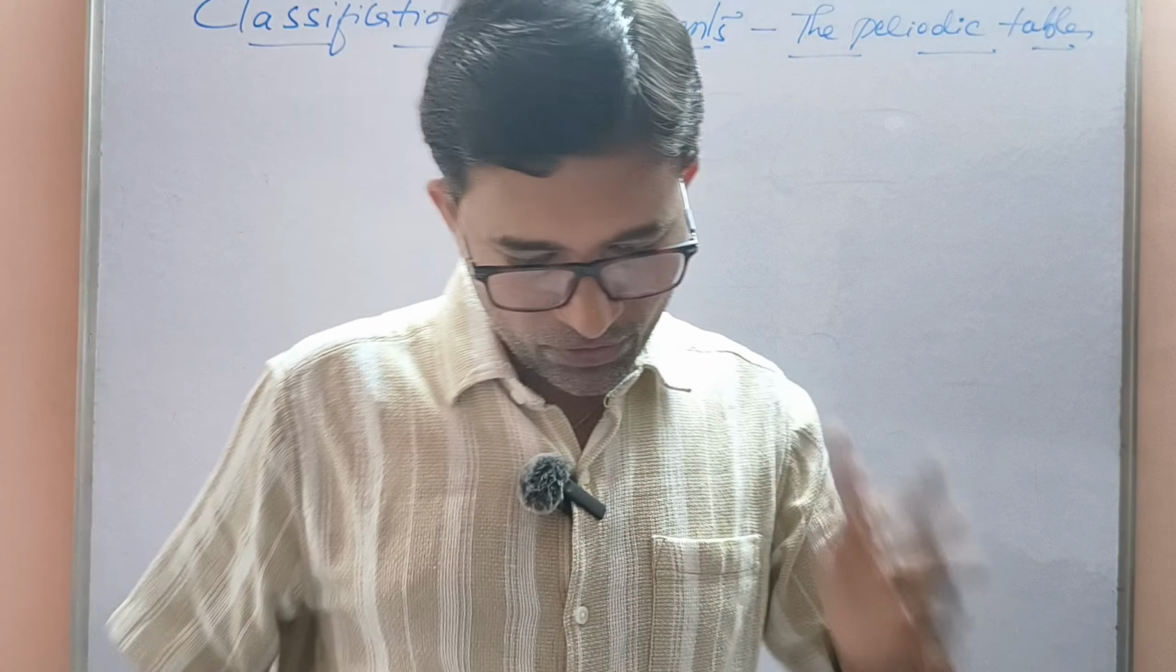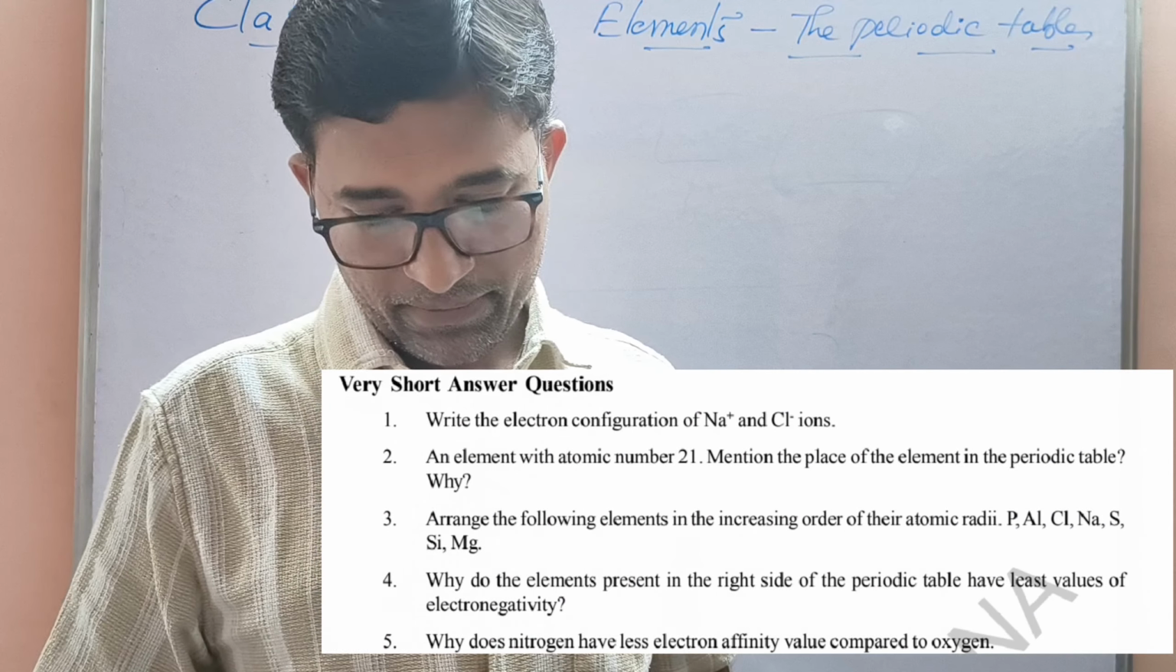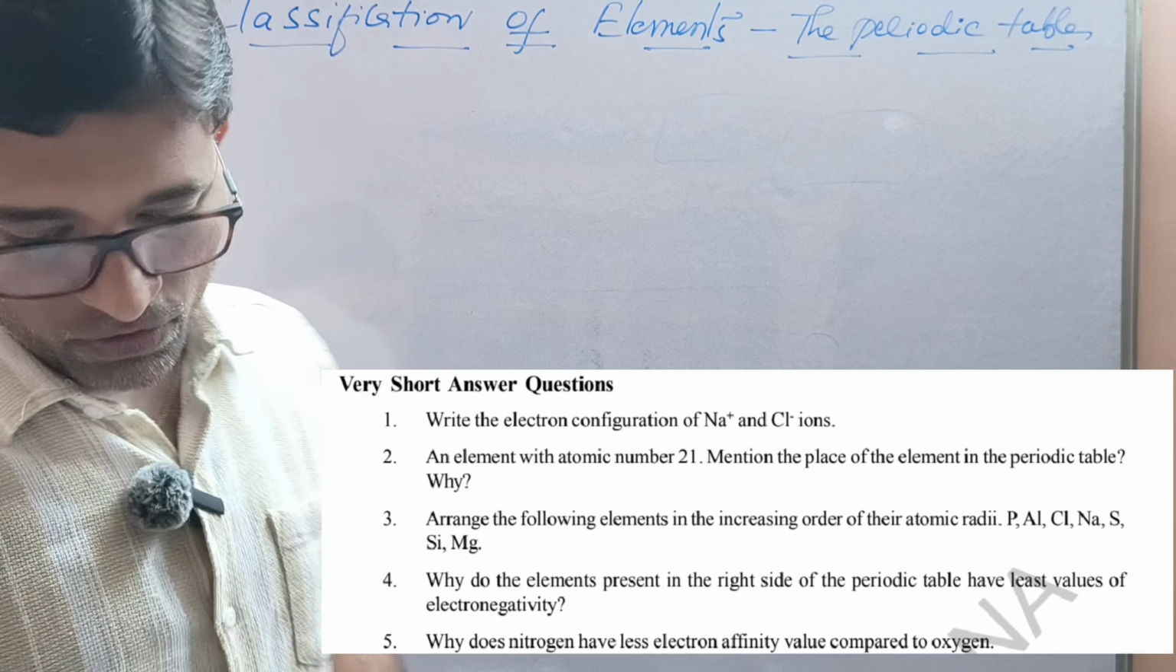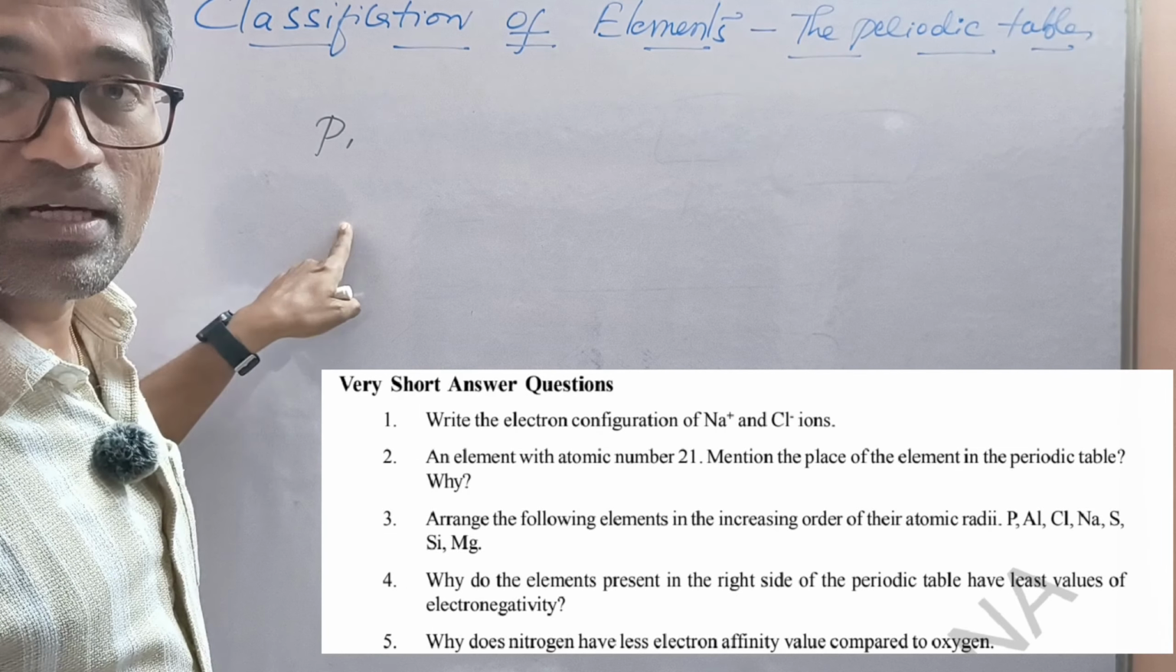Okay. Now the third question. Arrange the following elements in the increasing order of their atomic radii. Elements given are as follows. Arrange the following elements in the increasing order of their atomic radii.